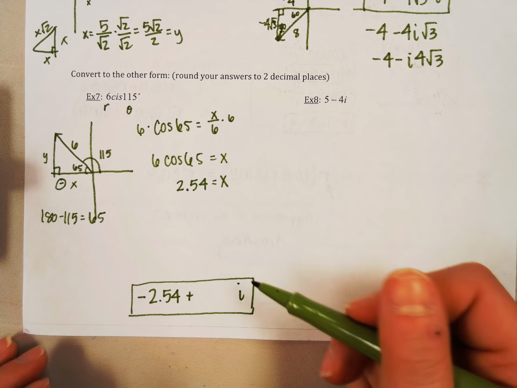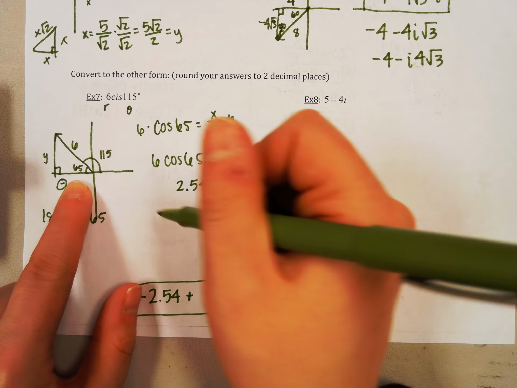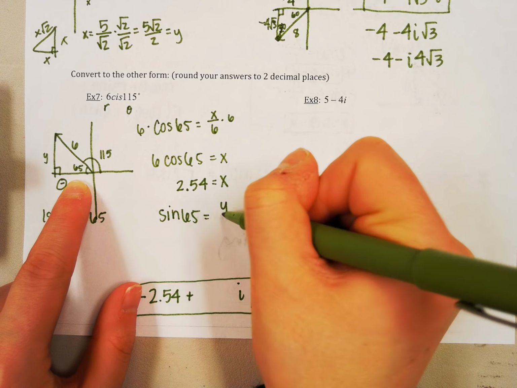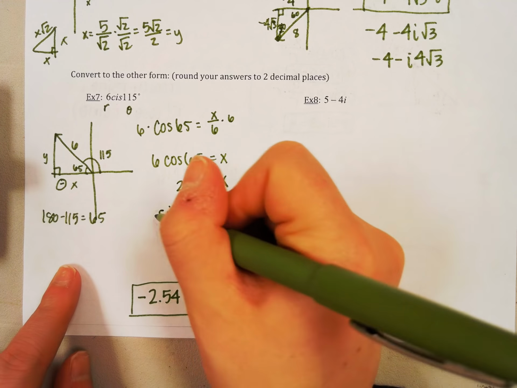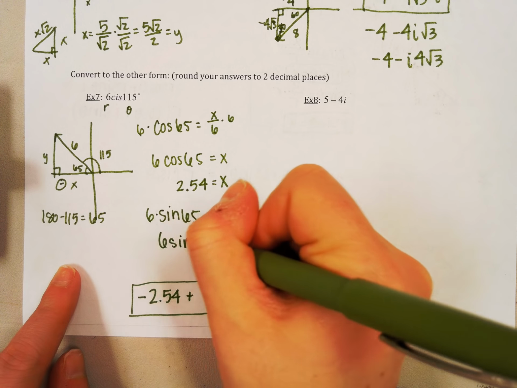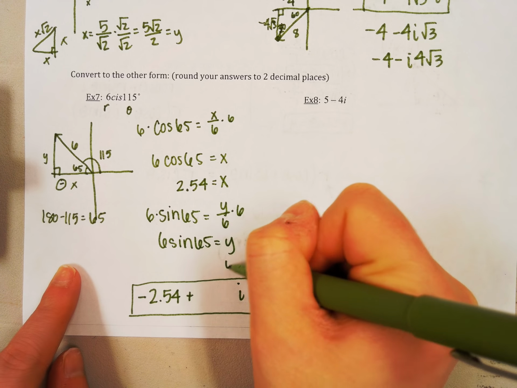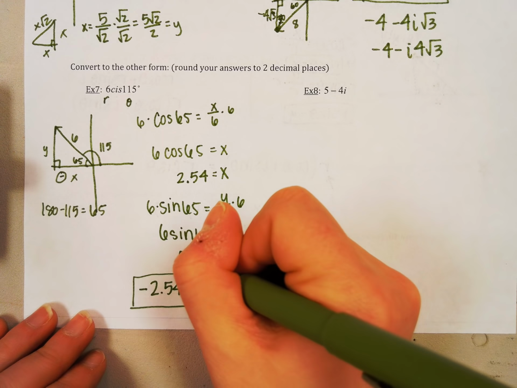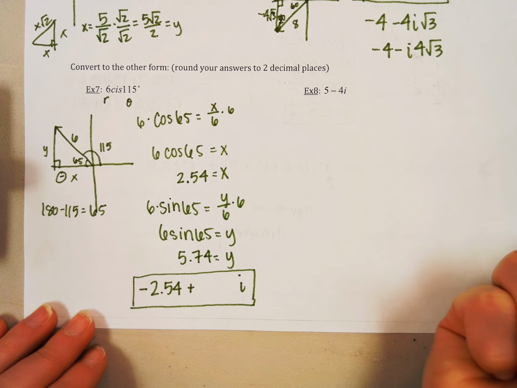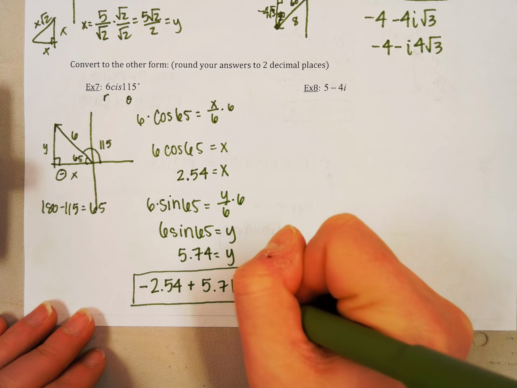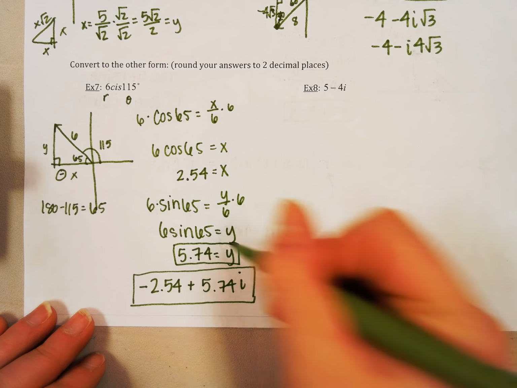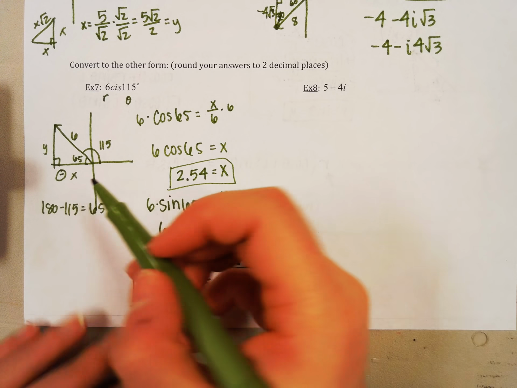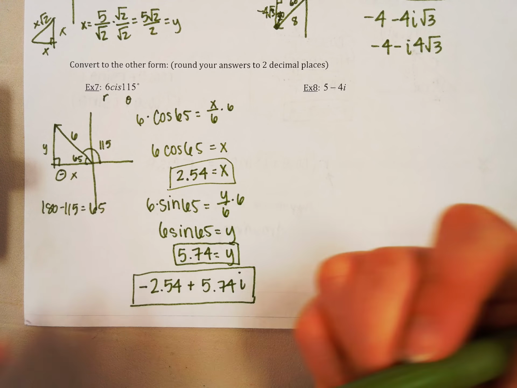And then we can do the same thing for our y component, standing at that angle. I would be using sine of 65 degrees is equal to y over 6. And again, I would solve for y by multiplying by 6 on both sides. We type that into our calculator, and we get a decimal approximation of about 5.74. So that's one way to do it: draw your picture, come up with your reference angle, and then make sure that your signs are appropriate.